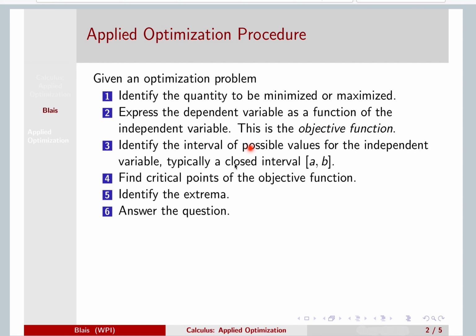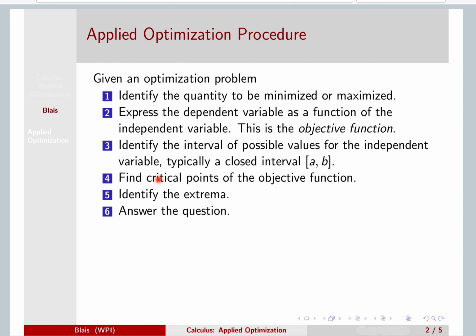In addition, we should identify the possible values for the independent variable, so the domain of the objective function in question with the problem at hand. Typically, we have a closed interval for that. For instance, if you're maximizing profit, maybe with some kind of input, you typically have, say, 0 to some number of pounds of an input. You typically don't have the whole real line as the range of values you can use. It's not always the case, but it's often the case that we're working on closed intervals.